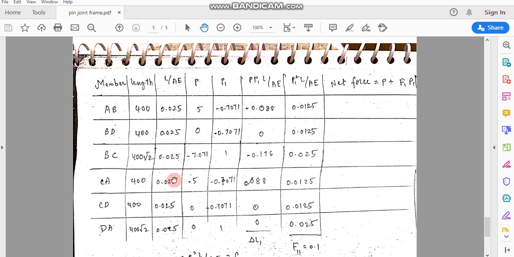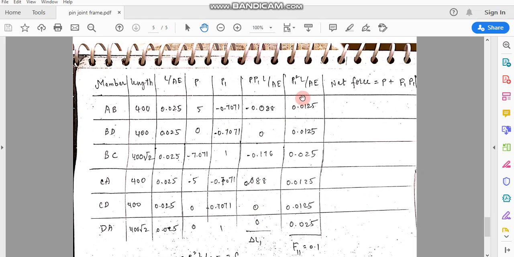L by E, already all the values are given here. P is 50, all the values here. P1, we got all the values. Now multiply this one, P1 L by AE. Multiply this, you will get these values. Again you multiply with this value, you will get 0. Why? Because we have 0 here. Multiply with this one, you will get minus 7.07. Then again 0.088. Then 0, because it is 0 here.